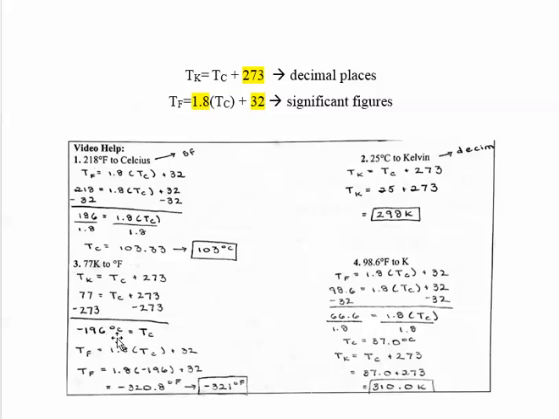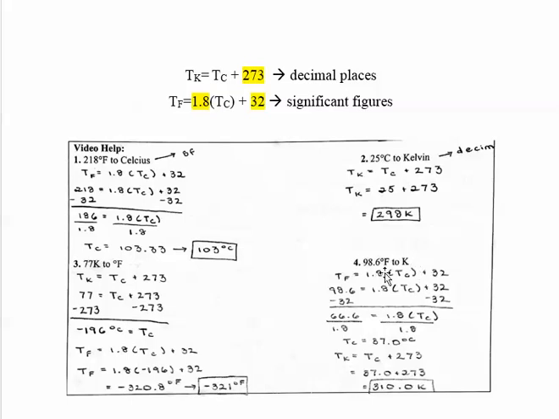I then need to plug in that measurement in degrees Celsius into my Fahrenheit Celsius conversion formula. And so I plug it in here for my temperature in Celsius, and I do the math. 1.8 times negative 196 plus 32, and I get negative 320.8 degrees Fahrenheit. Now for rounding, because I'm now dealing with my Fahrenheit to Celsius conversion, I need to be looking at significant figures. This is 3 sig figs. Well, this has 4 right now, and so I need to round this to 3 sig figs, so I get negative 321 degrees Fahrenheit.